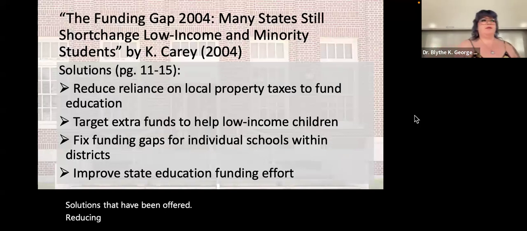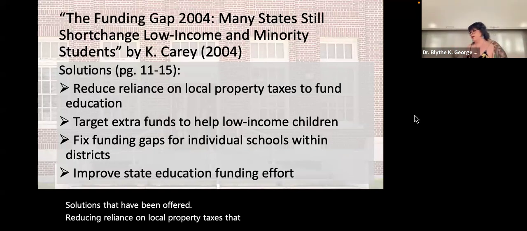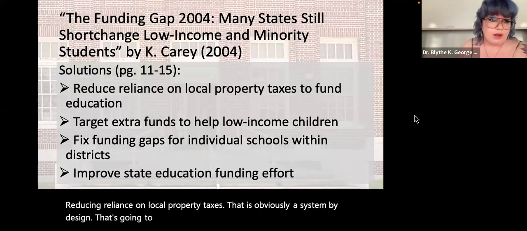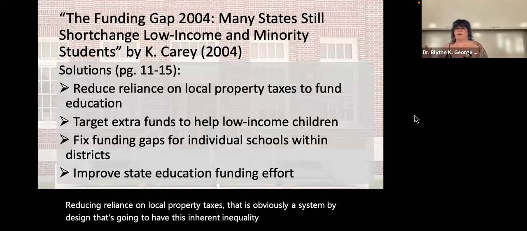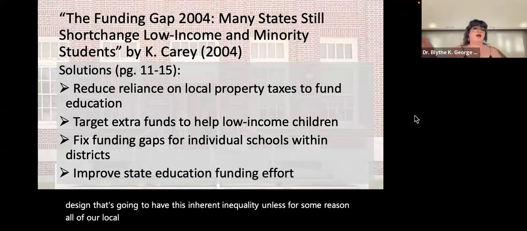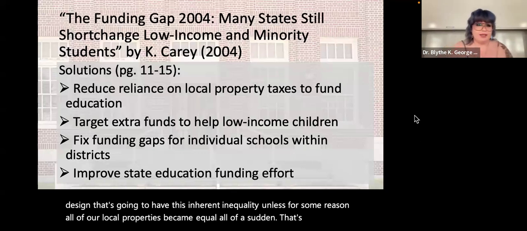Reducing reliance on local property taxes. That is obviously a system by design that's going to have this inherent inequality, unless for some reason all of our local properties became equal all of a sudden. That's not probably going to happen either.